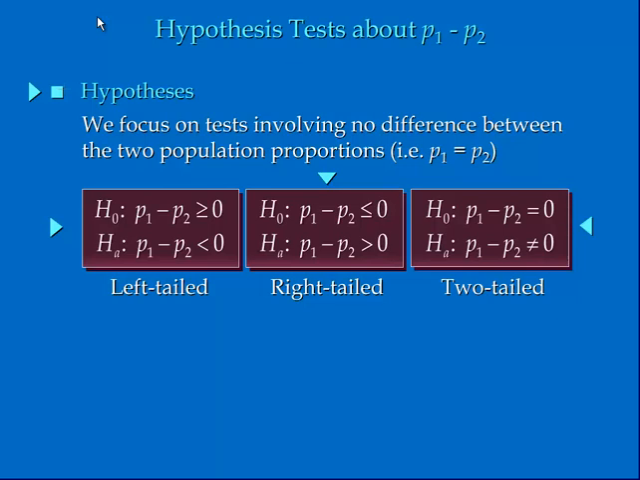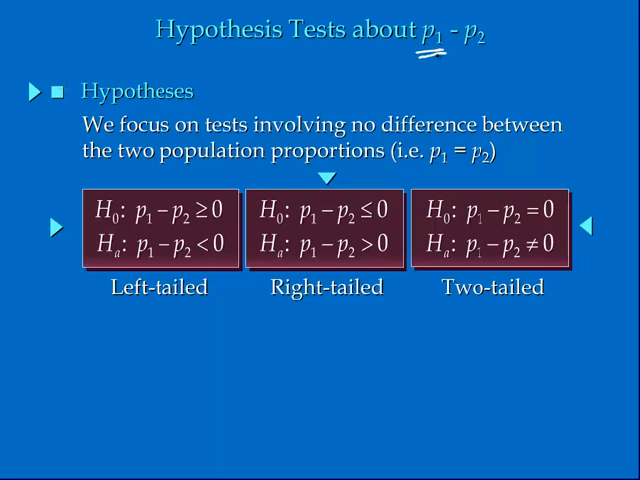So this is the fifth part of our series of presentations on two-sample inferences. In this part we are going to look at hypothesis testing for the difference of two population means. So this is the population proportions.